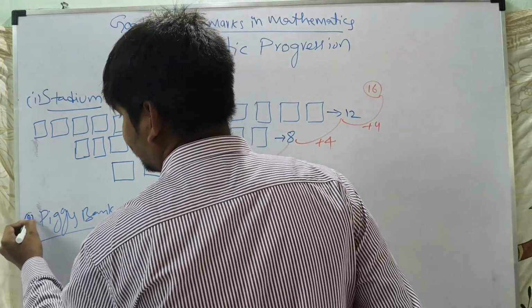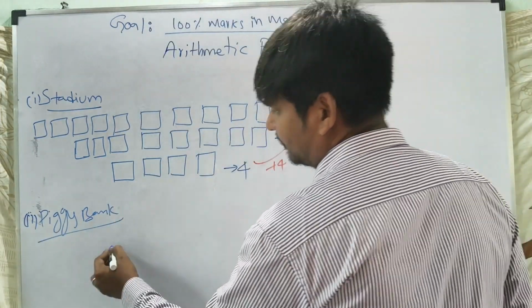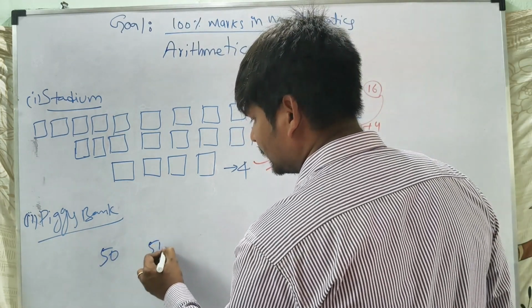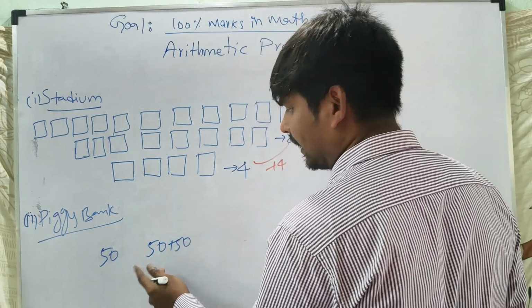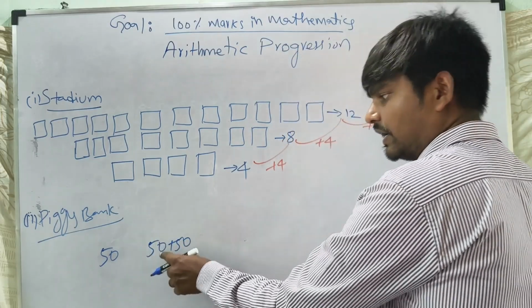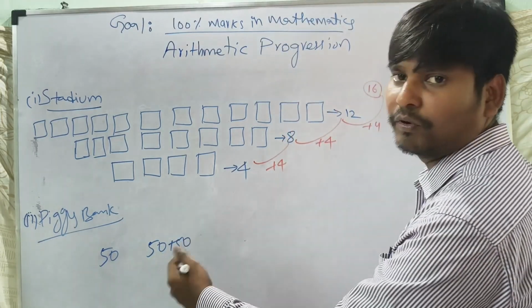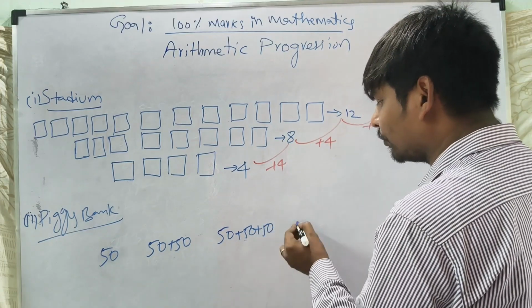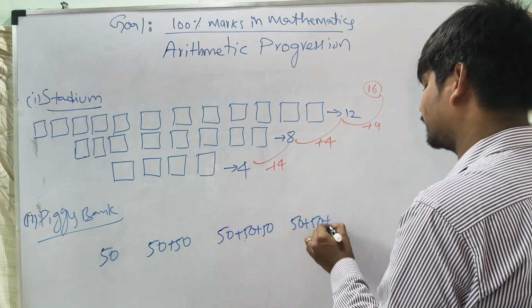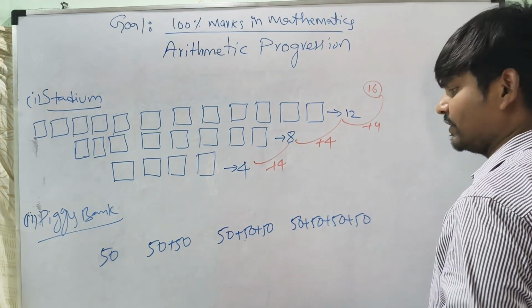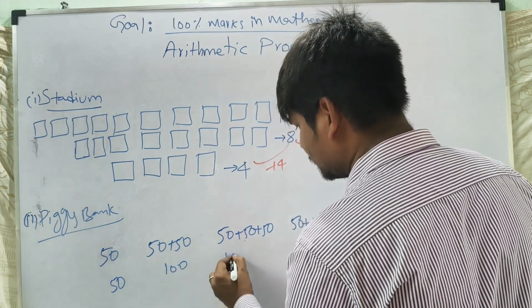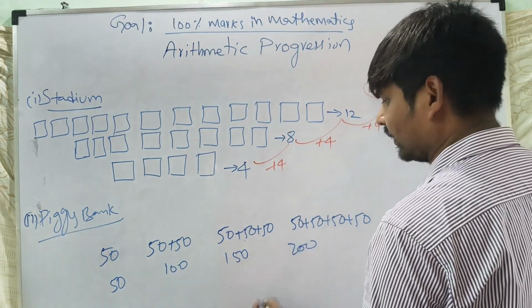Now one more day-to-day example, that is the piggy bank. See, suppose you are saving 50 rupees per day. On day 1 you save 50 rupees. On day 2 you again add 50. Already 50 is there in the piggy bank, and you add one more 50. On the third day, 50 plus 50 plus 50. On the fourth day, 50 plus 50 plus 50 plus 50. Now see, the first day is 50 rupees, then 100 rupees, then 150, then 200.